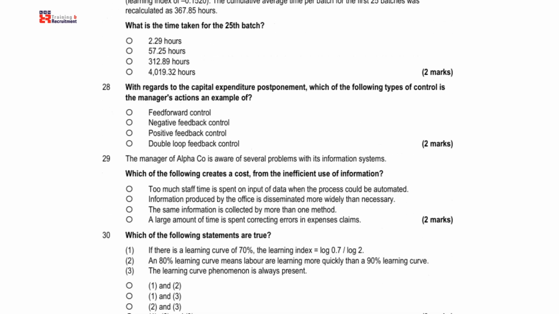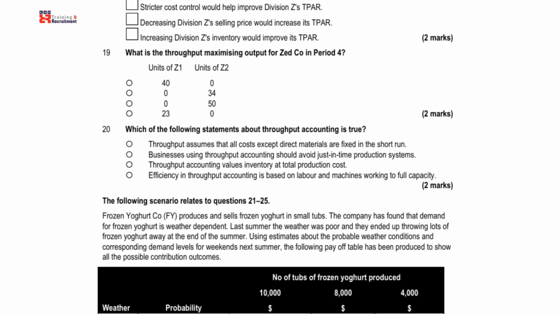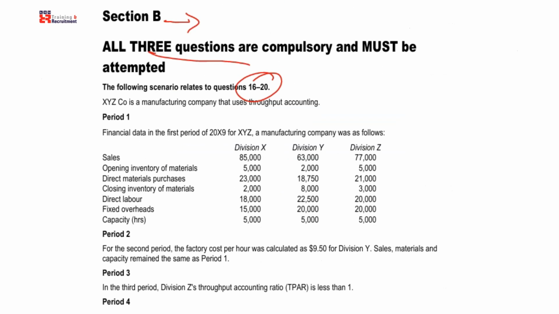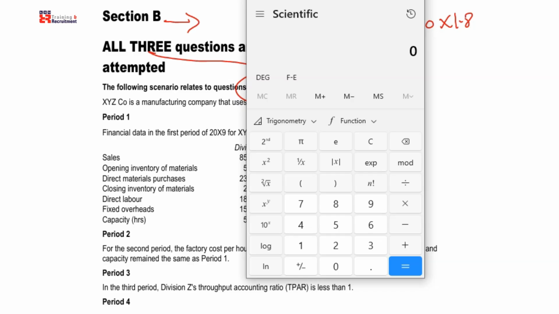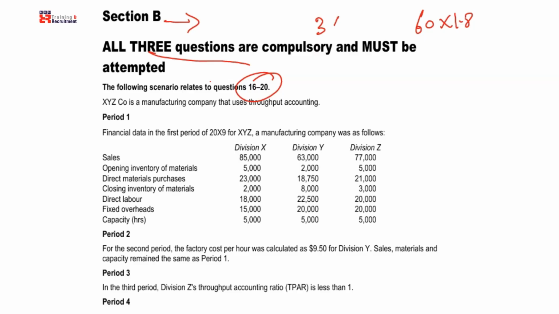until 30. 30 times by 2, 60 marks are there. 60 marks times by 1.8 minutes per mark. 3 hours times by 60, 180 divided by 100, so 1.8 minutes per mark.